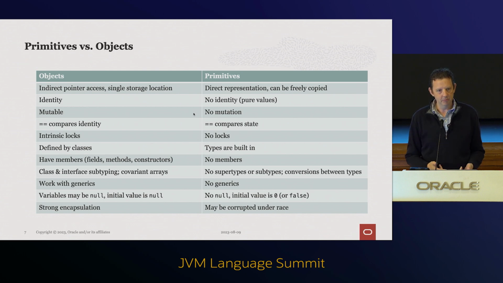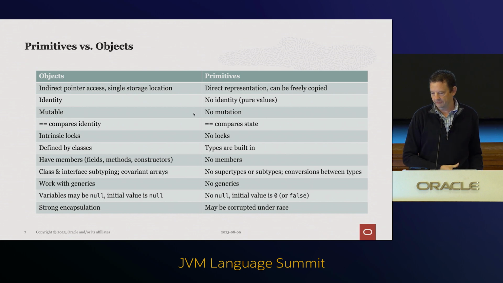When you do the equals operator on objects, you compare their identities, whereas with primitives, there's no identity, so you're comparing their state. We have locking for objects. Again, you can go find a canonical lock for that object and do things with it. Objects are defined in classes, whereas primitives are built in. That's another kind of separate attribute. There's just the nature of the way the language has been designed.